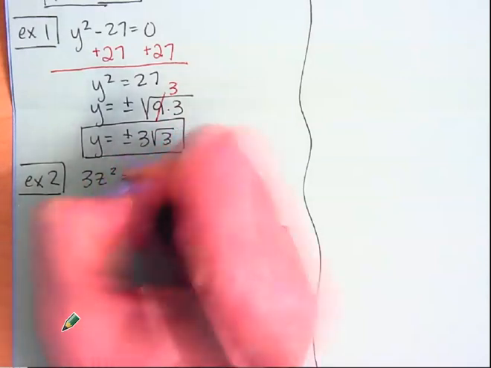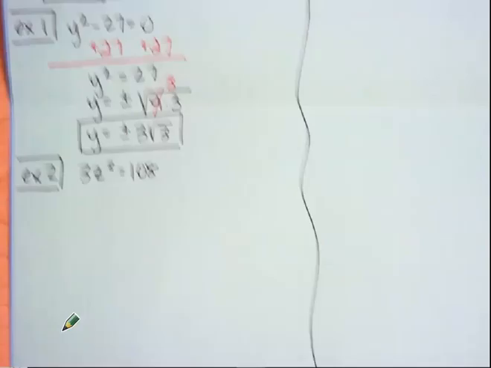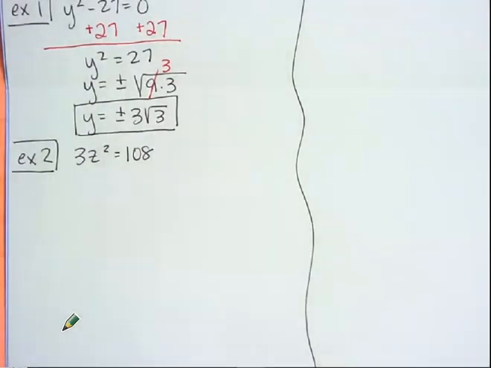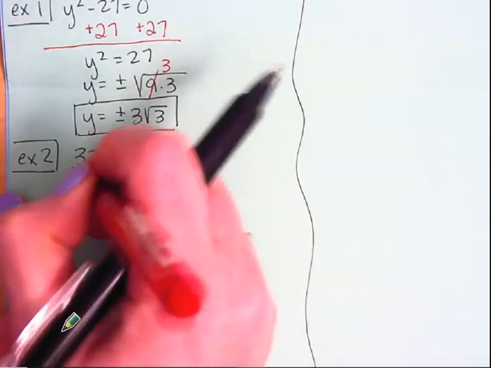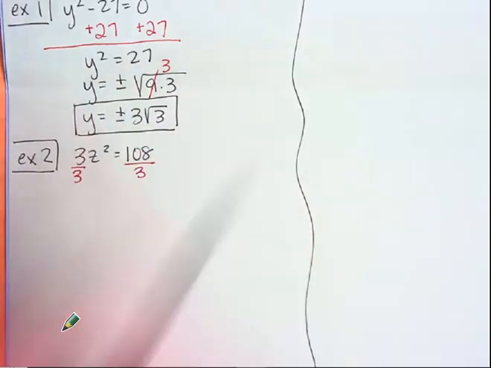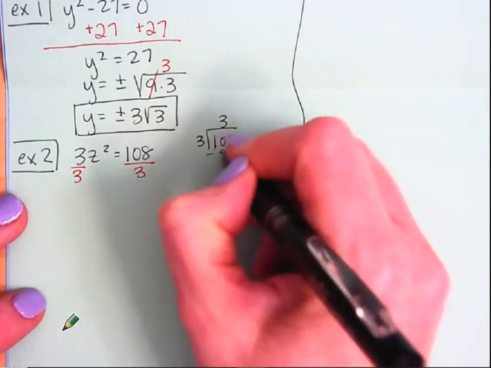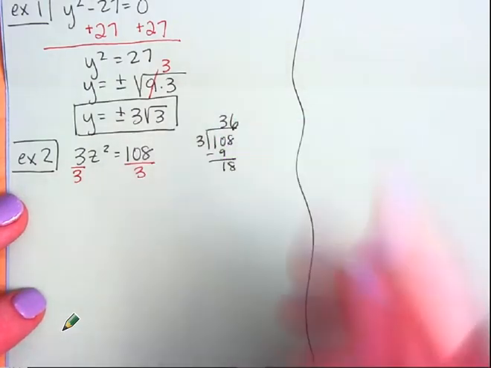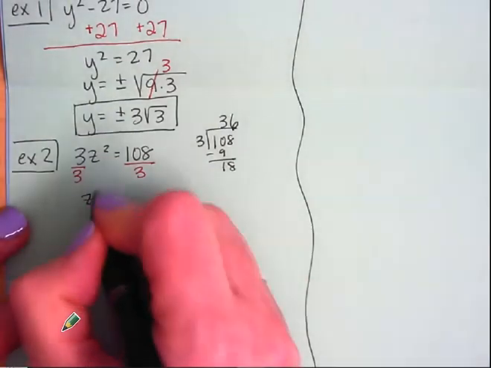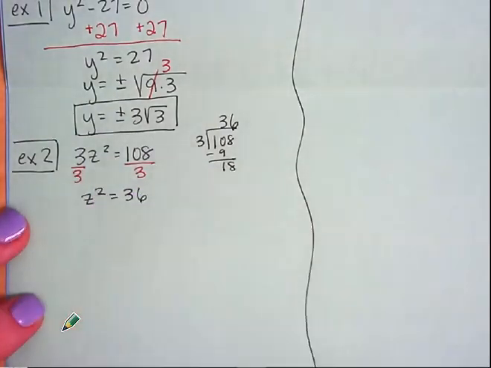3z squared equals 108. Now on this one, the difference is we're trying to solve for the z squared, and before we had something either adding or subtracting to the variable, but here we have something being multiplied. But the goal is still to get that z squared alone. So how do we undo a times 3? We divide by 3. So 108 divided by 3, real quick math here, that gives me 36, so z squared equals 36.